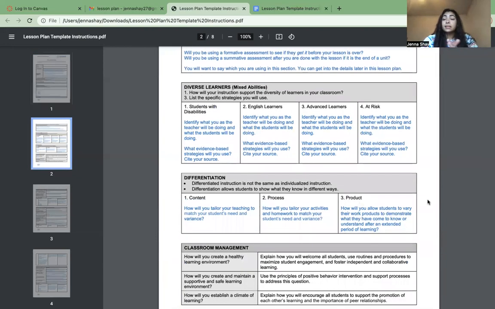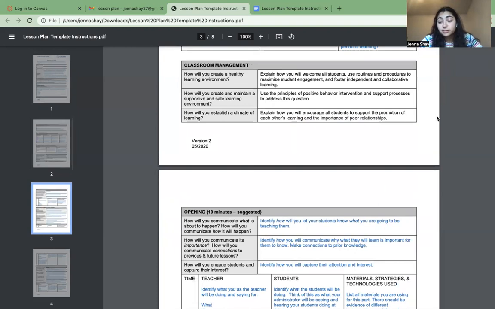So the one thing that I do enjoy and would love to learn more about and understand in this lesson template is the diverse learners. Obviously, not every student is going to be the same. Some students are going to be advanced learners, some are going to be at risk, and obviously we're going to have some students with disabilities. With these four boxes, I truly enjoy how this is put in place. I would love to learn more about this in the future. And obviously the blue explains what it is.